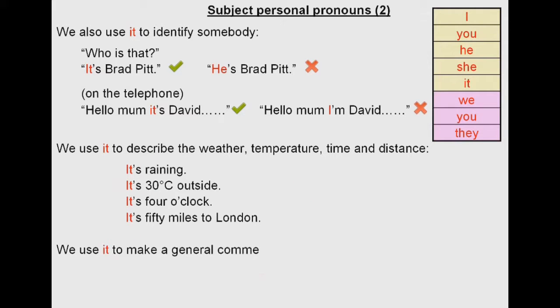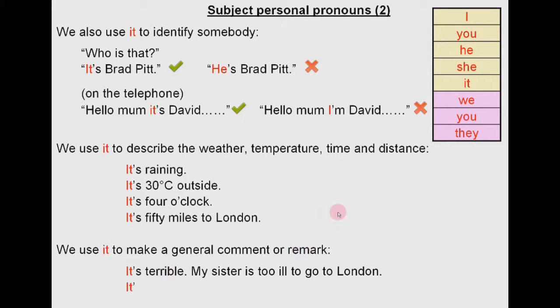And we also use it to make a general comment or remark. It's terrible. My sister is too ill to go to London. So we are just making a general comment. The situation is terrible. So we say it is terrible. And we can say it's important to eat well. We are simply making a general comment.